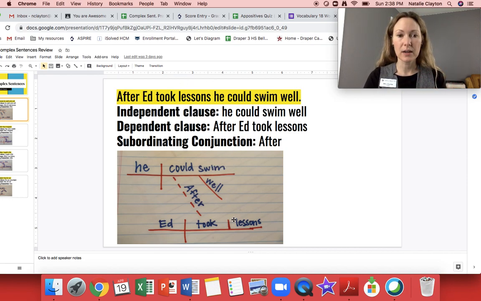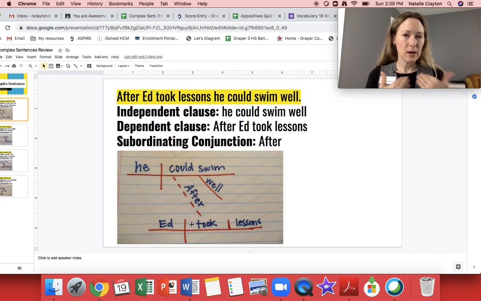Then we come to our dependent clause, after Ed took lessons. I know this seems out of order, but when we put this capital here on the subordinating conjunction, we know that's the beginning of the sentence. So then we diagram our subject, Ed, verb, took, and then direct object, lessons. Lessons is receiving that action of being taken.